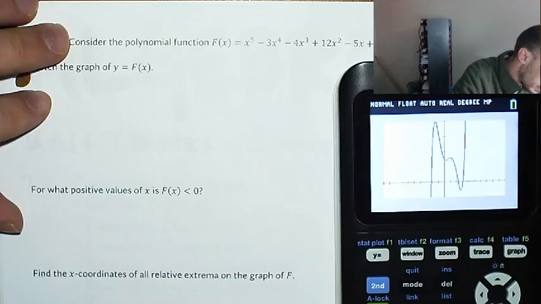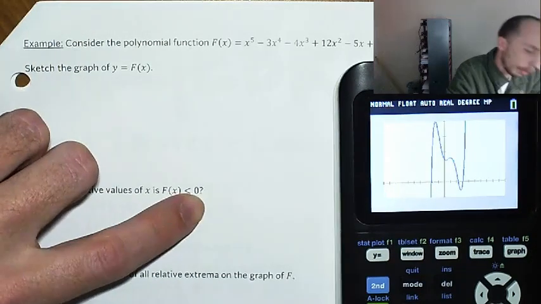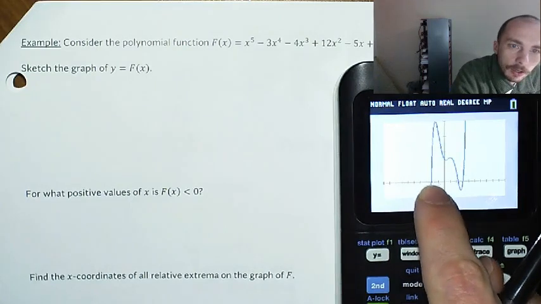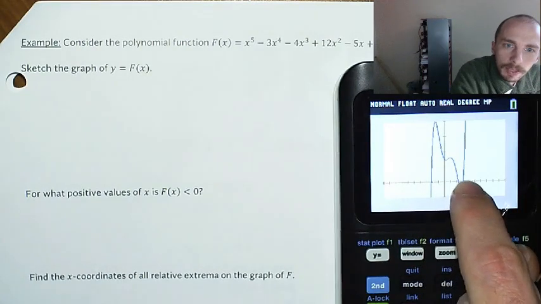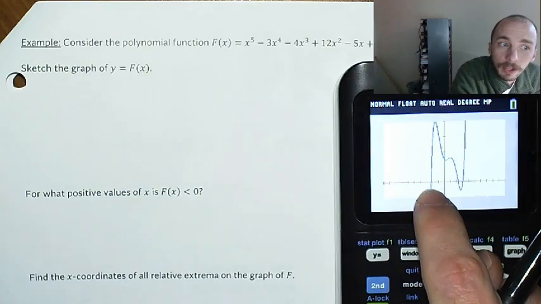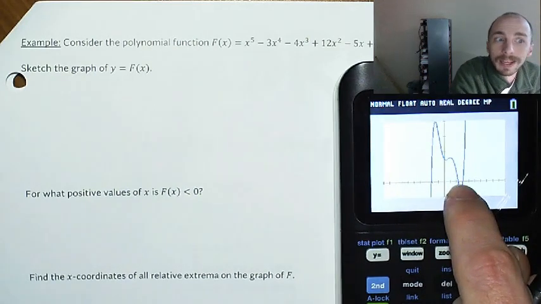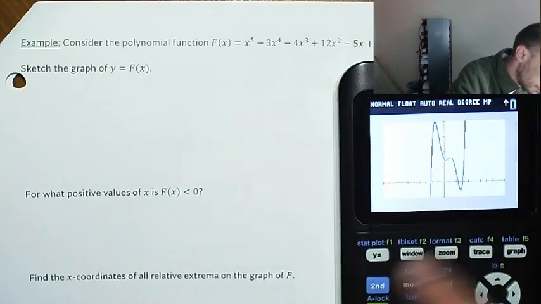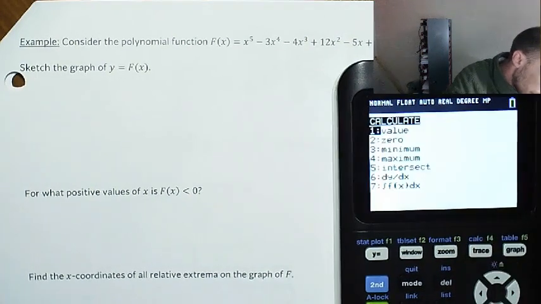For what positive values of x is f of x less than 0? Okay, f of x, that's the y coordinate. Y is less than 0 down here, and also in this little bit that dips below the x-axis. These are not positive x values. So positive x values that make f less than 0 is just going to be between these two zeros. So I need to calculate those two zeros.